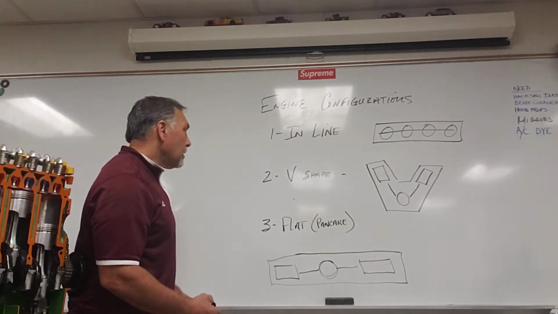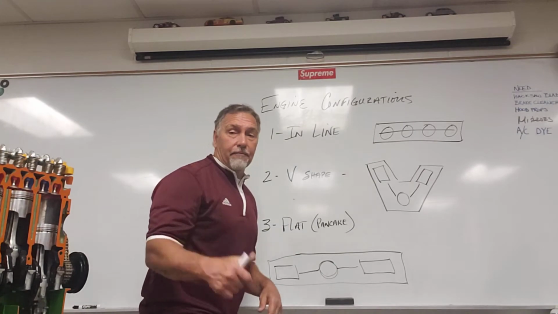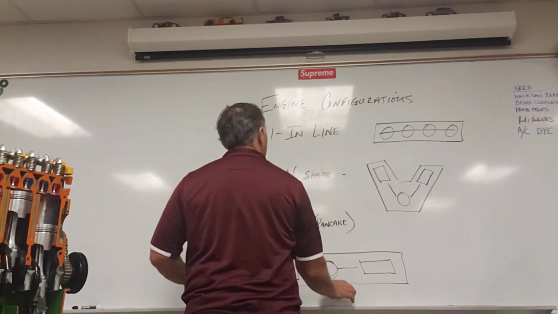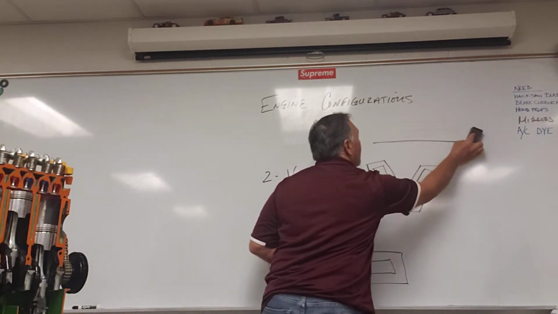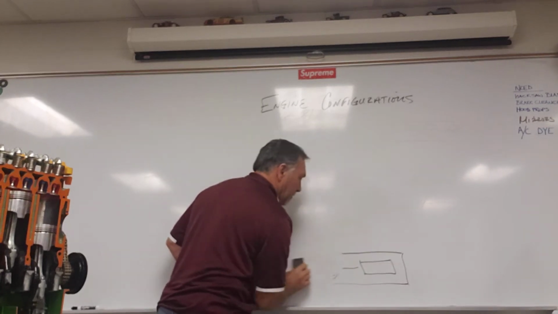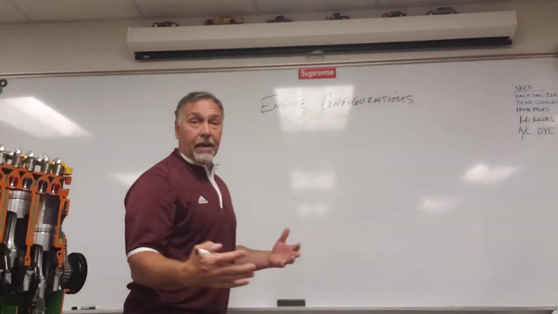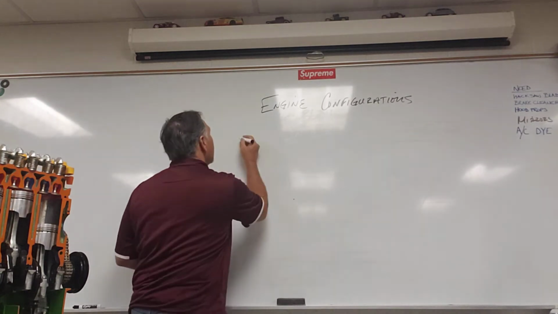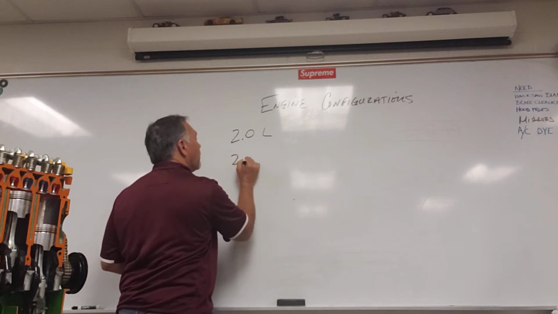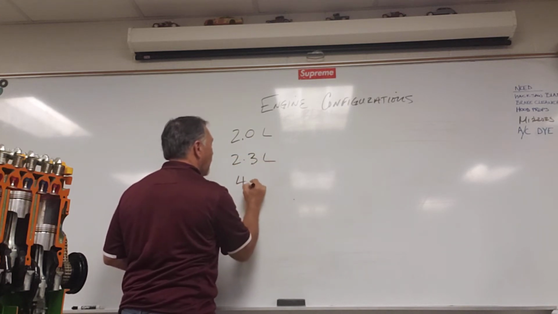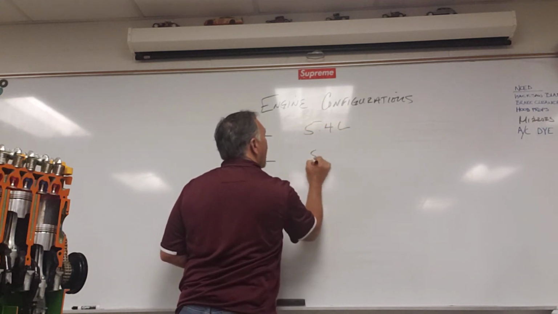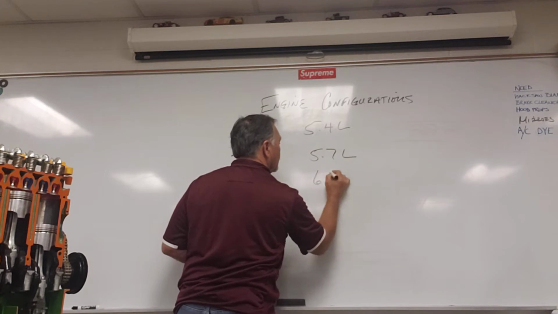Okay? All right. So now the very first question is, what are some of the different engine sizes and how do they determine that? If we remember right, engine sizes are now measured in liters, correct? Some of those engine sizes might be a 2.0 liter, 2.3 liter, 4.0 liter, 5.4 liter, 5.7 liter, 6.2 liter.